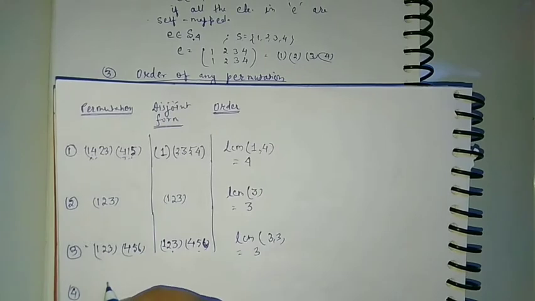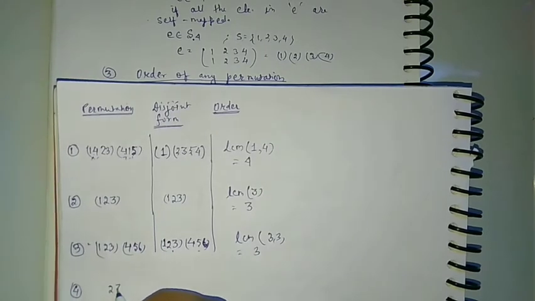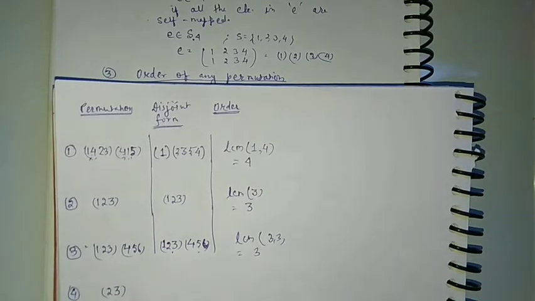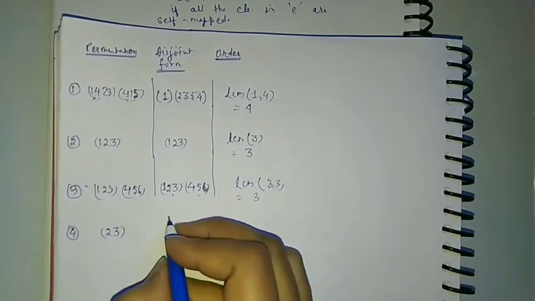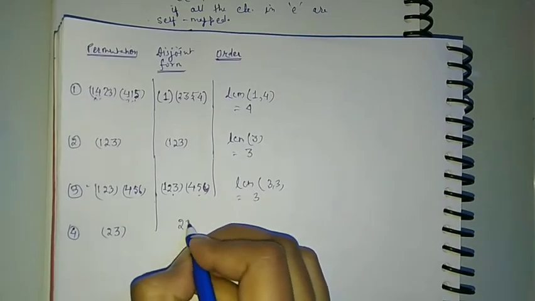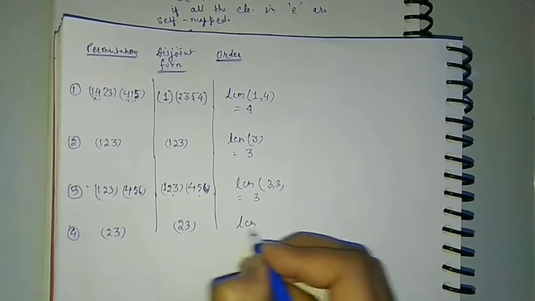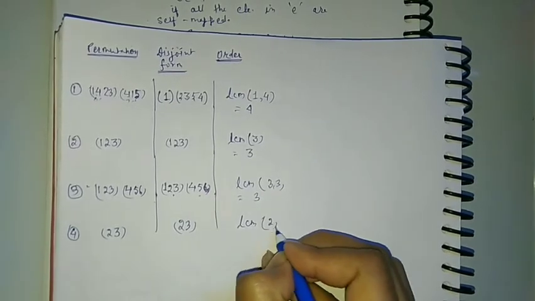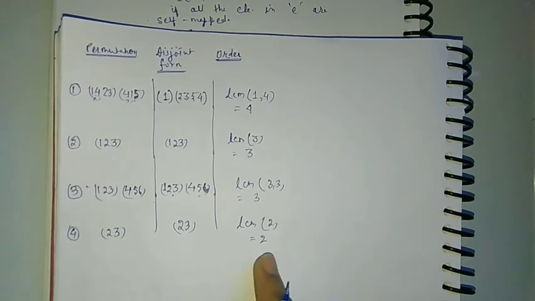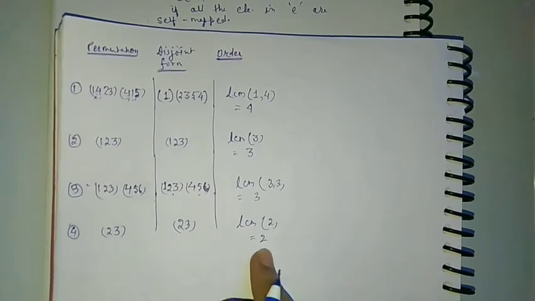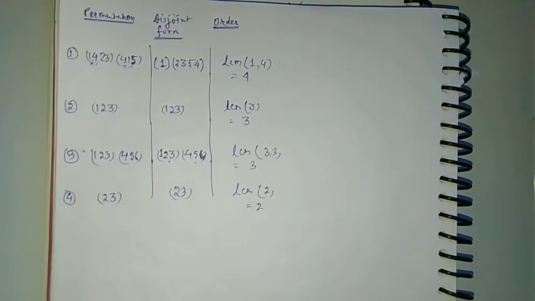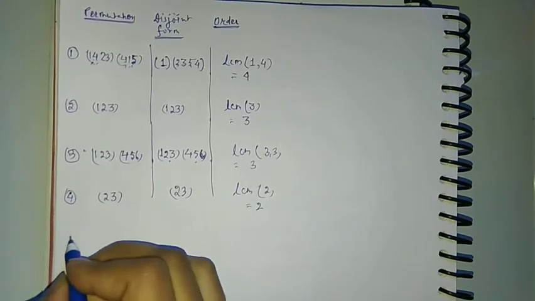Example number 4. Take this cycle 2 and 3. The disjoint form is again 2 and 3, and the order is LCM of the length of this cycle, 2. So the order of this cycle is 2. Also the length of this cycle is 2.